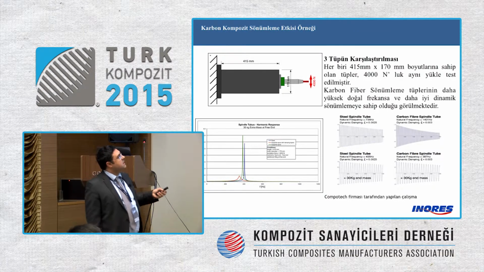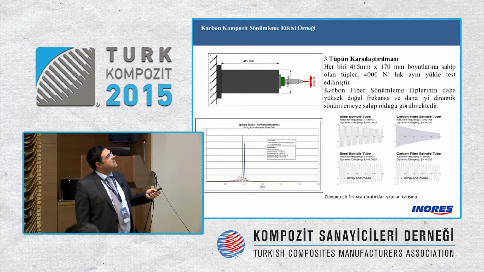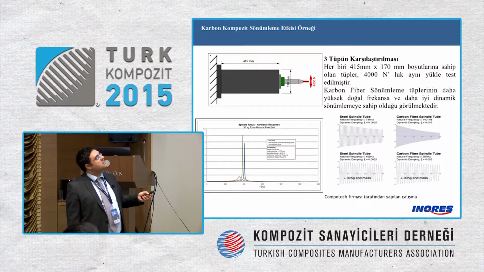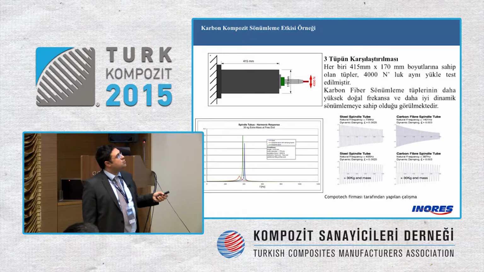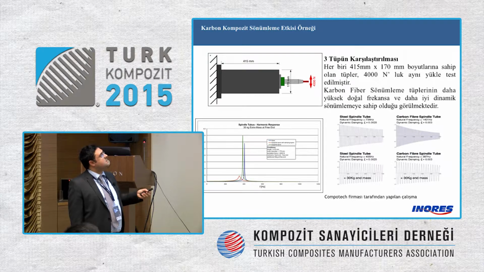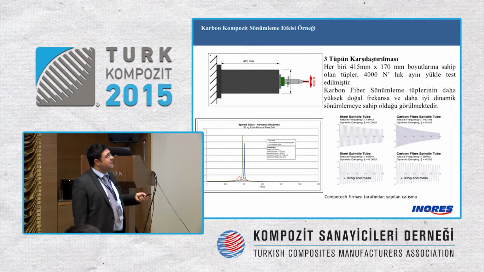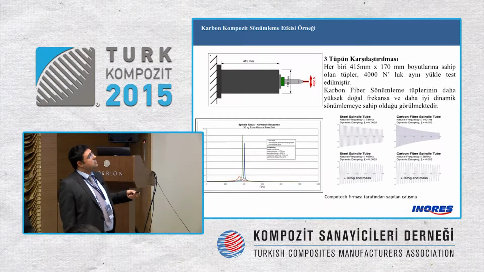The natural frequency of the steel is more than 730. The carbon fiber is more than 1,400. The dynamic absorption, it's 0.025. In carbon, it's 0.003. So the vibration loads are absorbed more easily and faster.